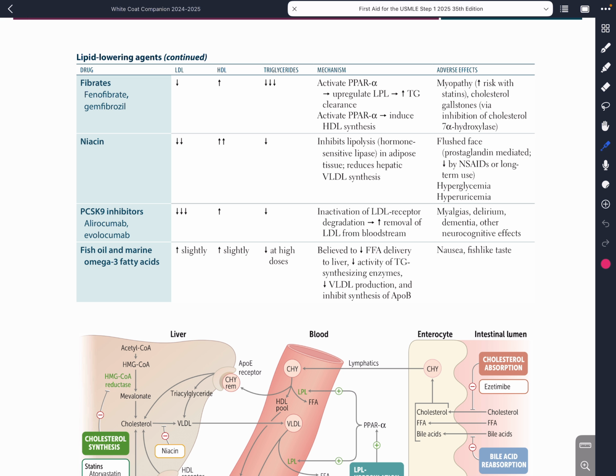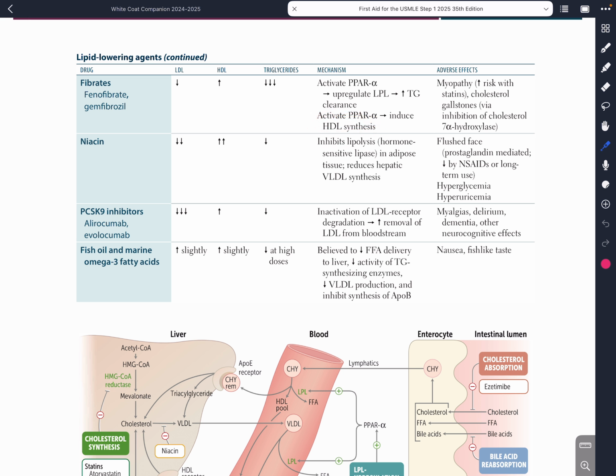So again, the mechanism of action of fibrate is that it activates PPAR alpha. It upregulates LPL, lipoprotein lipase, and increases triglyceride clearance. It clears triglyceride from the system. So activation of PPAR alpha induces HDL synthesis, because PPAR is activated, HDL is formed.